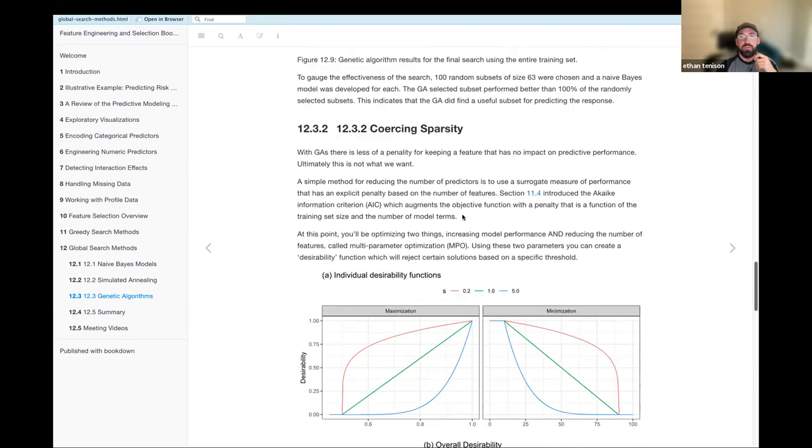To do that, it essentially becomes a multi-objective problem where you are trying to optimize the performance, but also decrease the number of predictors. And you can use a number of different functions to do that. For this particular case, they use, I don't know how to pronounce it, AIC, the information criterion, that gives a penalty on the number of predictors in your set size.